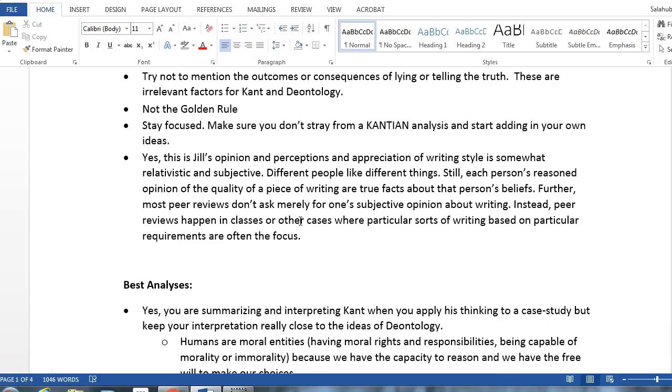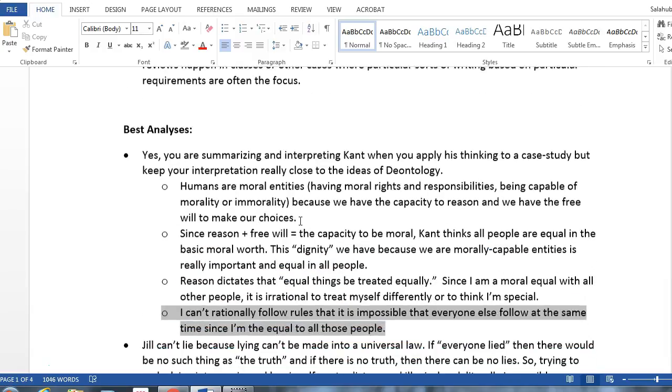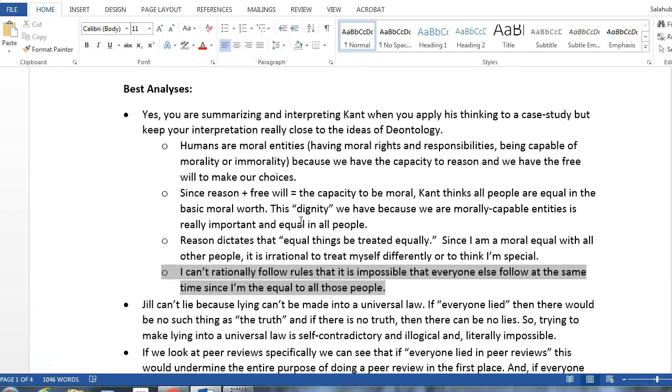It's true that different people like different things. But when someone asks you for your opinion, they're still asking you for the truth, right? The true judgment that you have about the quality of the writing. So, yes, it's an opinion, but it's still wrong to lie if someone asks for your opinion, right? They know your opinion is subjective, but they still want to know the truth. So you can't lie about it. So what did I see in the best analyses of the first formulation of the categorical imperative?